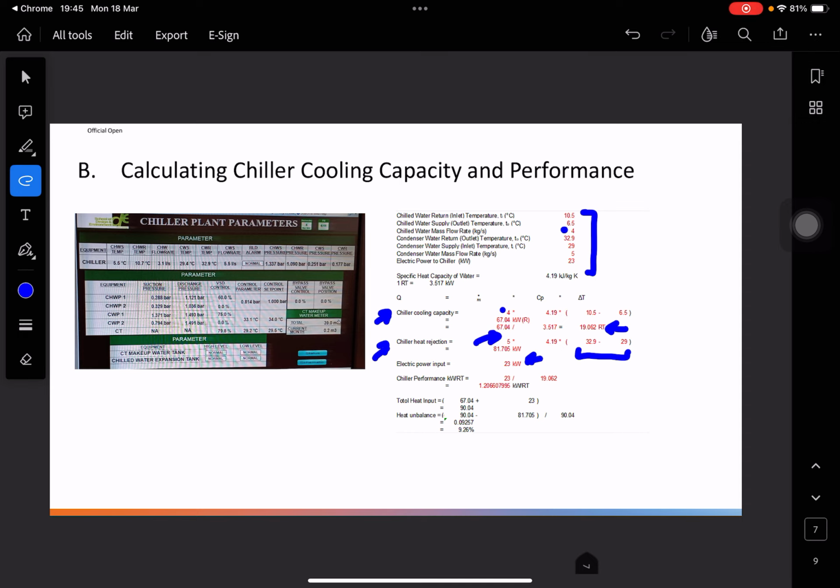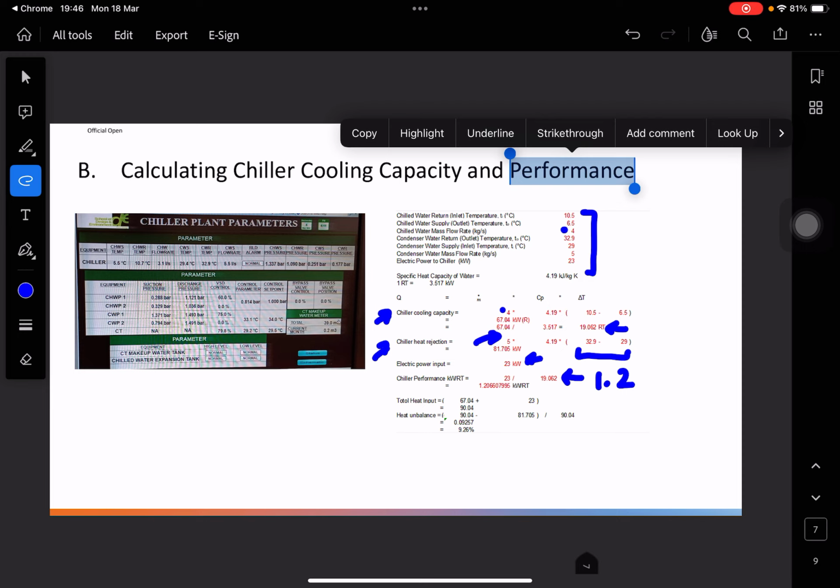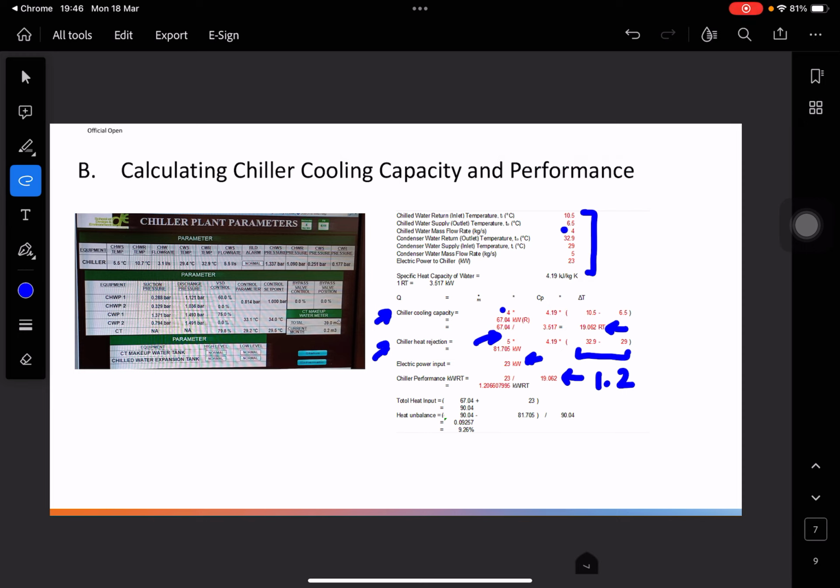This, you get it from your meter. And then finally the chiller performance is your kilowatt divided by your RT. So your kilowatt is 23, your RT is how much? About 19. So this is 23 divided by 19, which will give you approximately 1.2, right, or 1.2 kilowatt per RT.